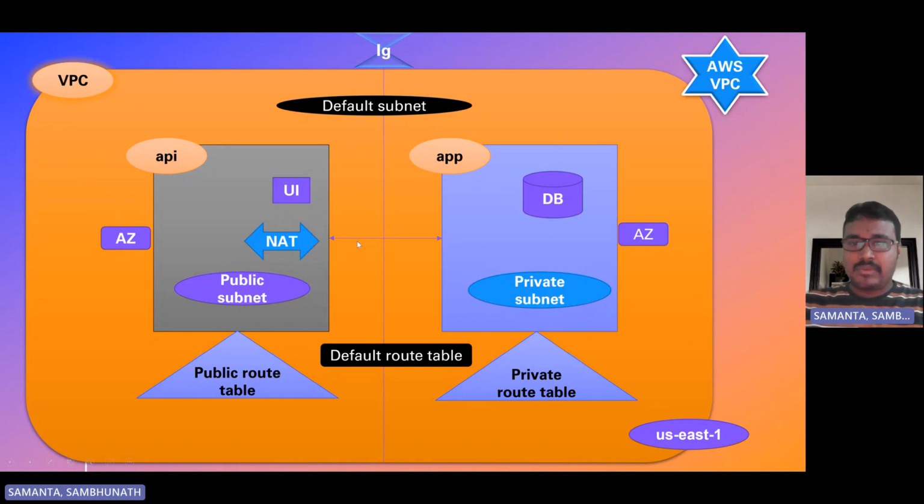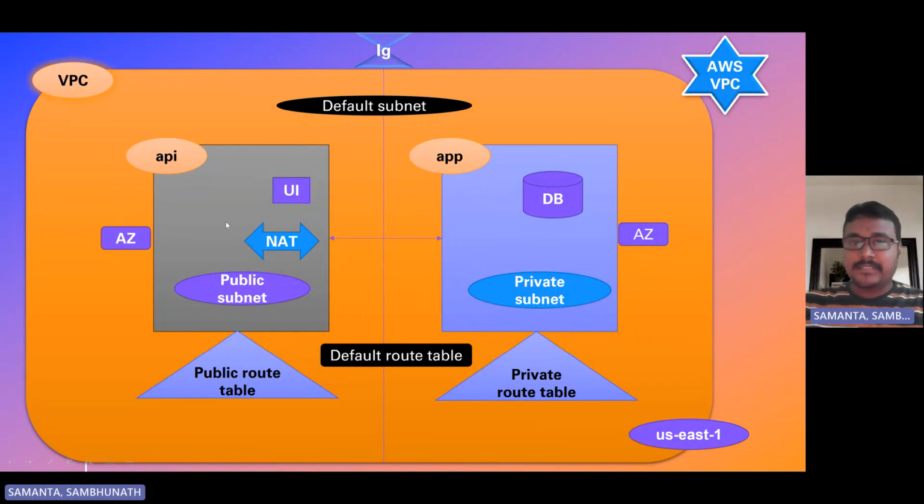And this NAT, we have to attach to the public subnet, not to the private subnet. If you attach this NAT in the public subnet, then the private subnet can communicate through this NAT to the public internet. I hope this is also clear.